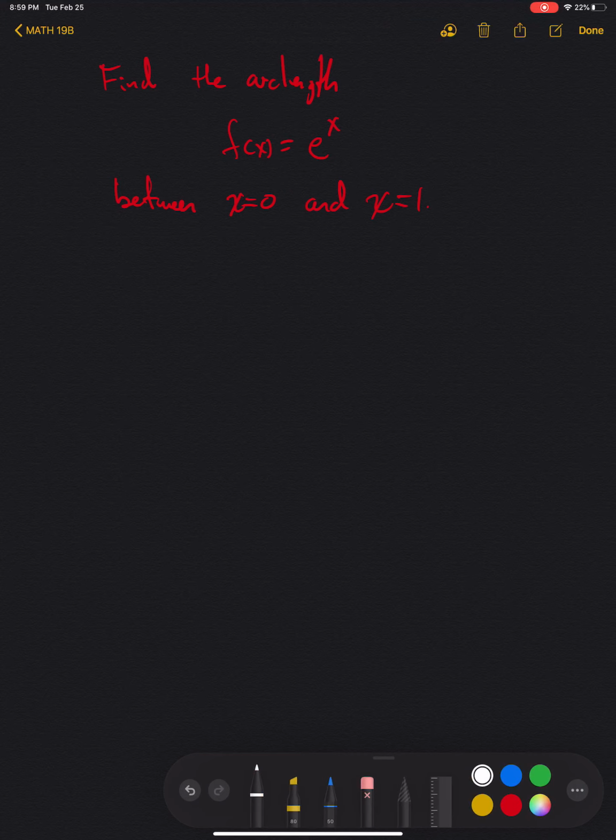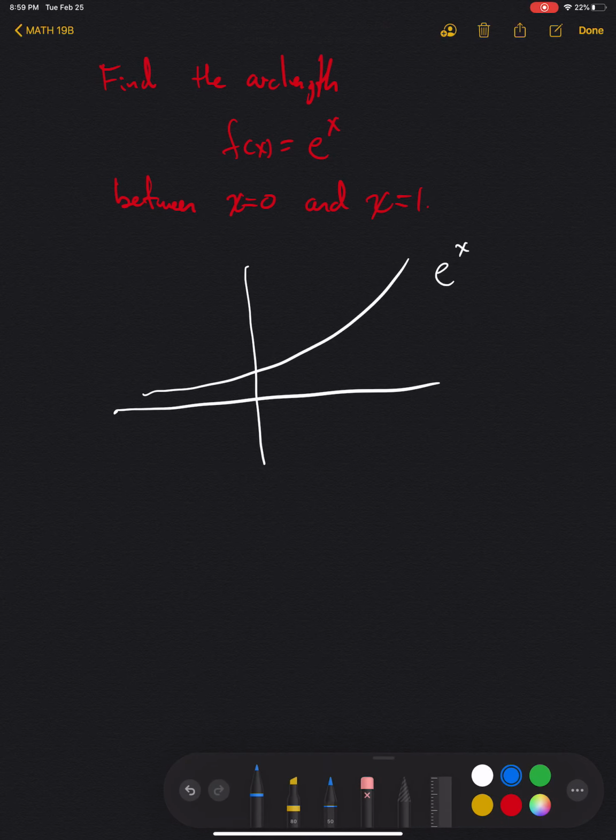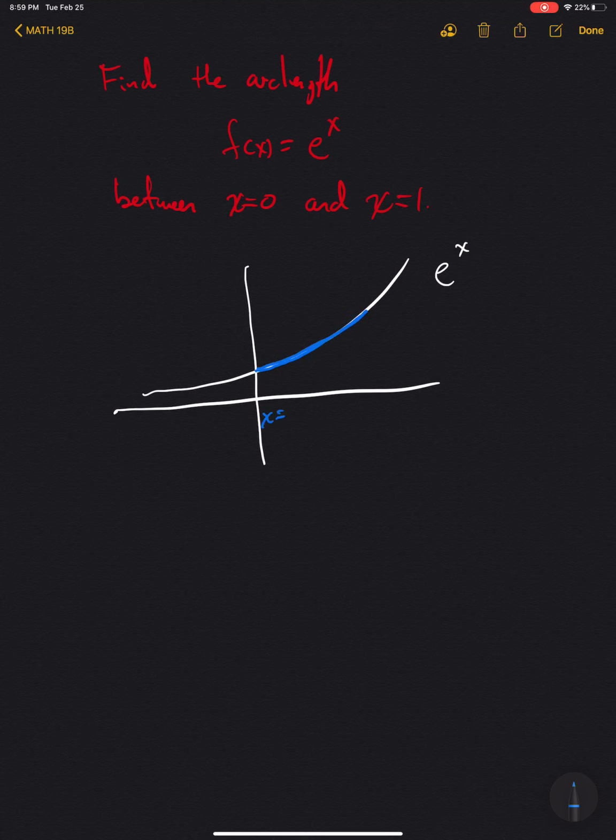So the picture that we have in here is the graph for the function e to the x, and we're looking for the length of these pieces between x equals 0 and x equals 1. So we want to know what is the length of that blue piece. So for that, we use the expression for arc length, which is the integral between a and b of the square root of 1 plus the derivative of our function squared dx.